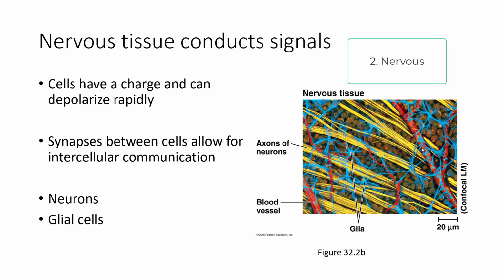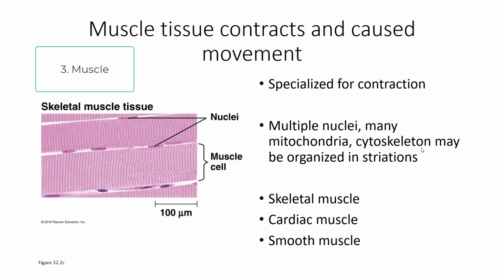Nervous tissue is specialized to conduct electrical signals. These cells have a charge and can depolarize rapidly in what is called an action potential. Synapses between cells allow for intercellular communication by the release and reception of neurotransmitters. We can look distinctly at neurons and glial cells when looking at nervous tissue. Glial cells support neurons.